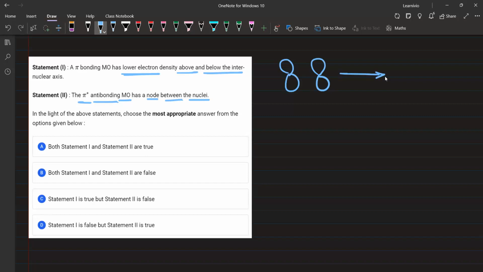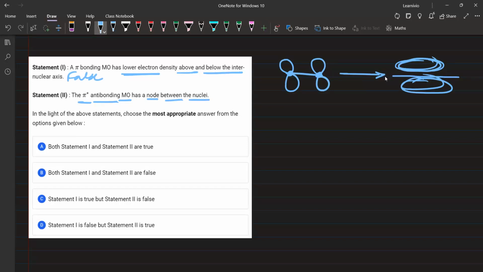Once they overlap, they have electron density here and electron density here. This is the internuclear axis. Internuclear axis means when you join the nucleus of one atom with the nucleus of the other atom. Okay. If you join these two nuclei, you can see that electron density is above and below. So the statement of no electron density above and below is false, because the pi bonding molecular orbital has electron density itself above and below the internuclear axis.